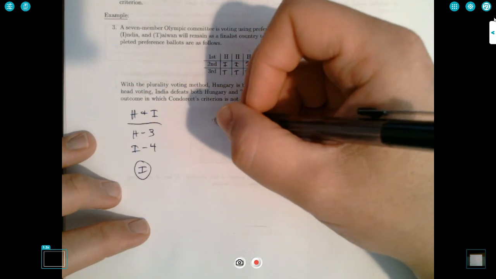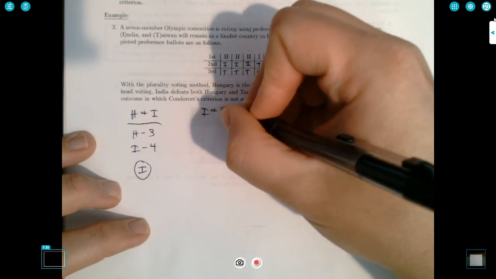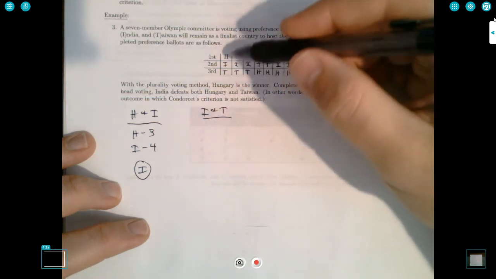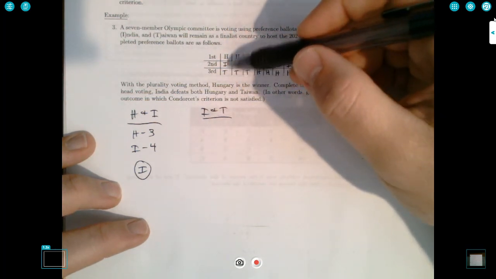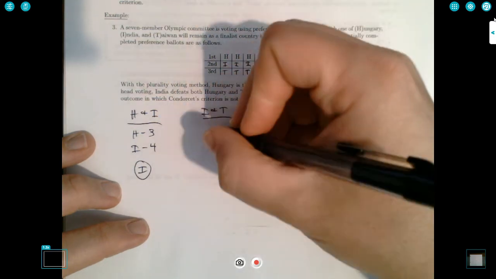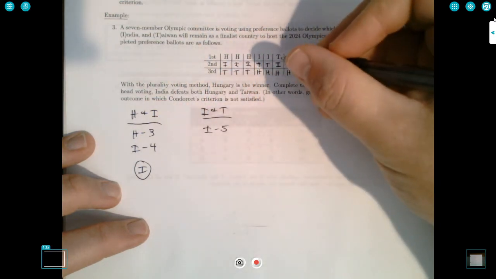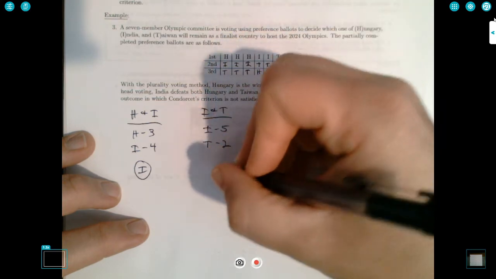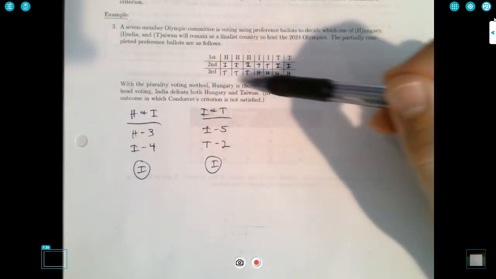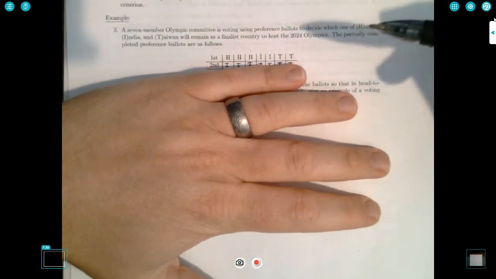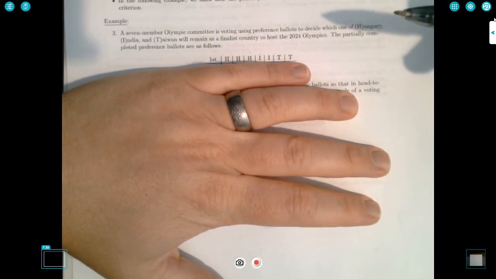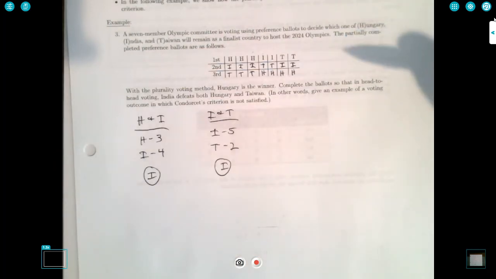And if we do a head-to-head race against India and Taiwan, India is going to win in 1, 2, 3, 4, 5 cases, and Taiwan is going to win in 2 cases. So again, India is the winner. So in a head-to-head voting system, if this was the outcome of the election, India would win both times. But if you just use the plurality method, where only people's first choice counts, Hungary is declared the winner. So that's kind of a problem.